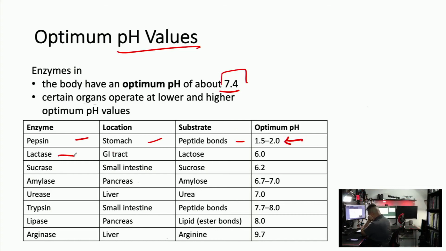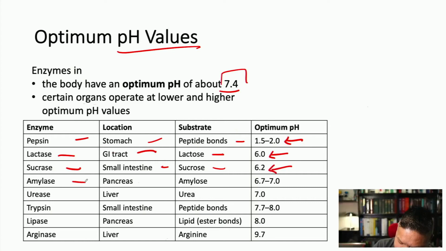Lactase, we talked about lactase already before. It's in the GI tract. It breaks down lactose into galactose and glucose. It's also slightly acidic, because just past your stomach into the GI tract it starts to become more basic, but it's still slightly acidic. Sucrase, the enzyme in your small intestines that breaks down sucrose into fructose and glucose, is also slightly basic. Amylase is in the pancreas. It breaks down amylose, right?